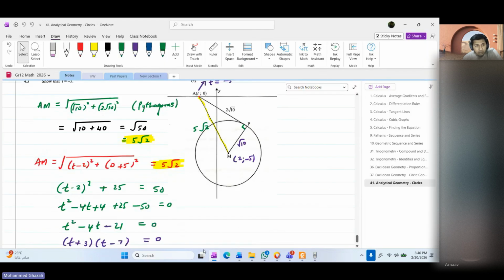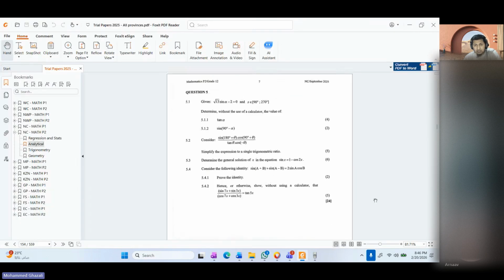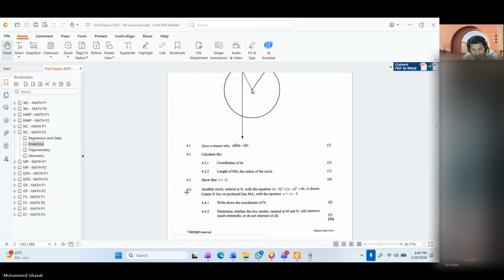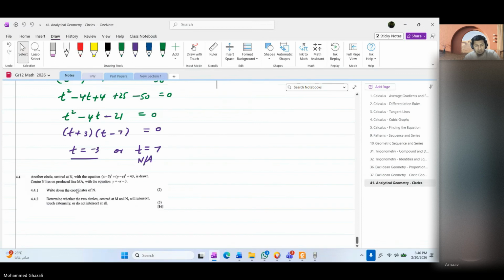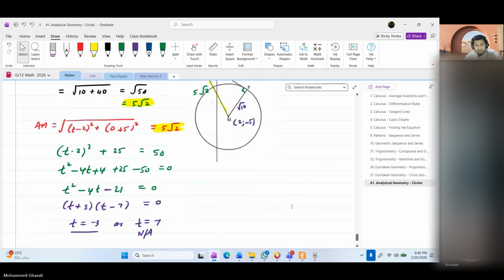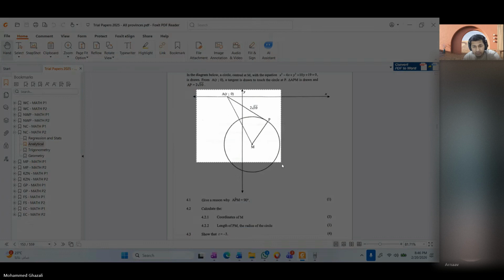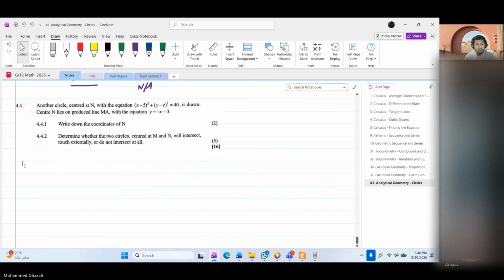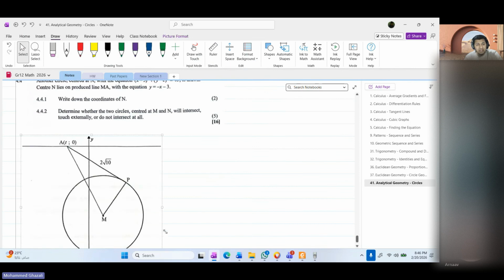Oh yeah, we had one more question here. Show that T is equal to negative 3. Right, so that's sorted. Next part. This is a separate question and they're adding another circle to this circle. Now, let's see what information they're telling us here.